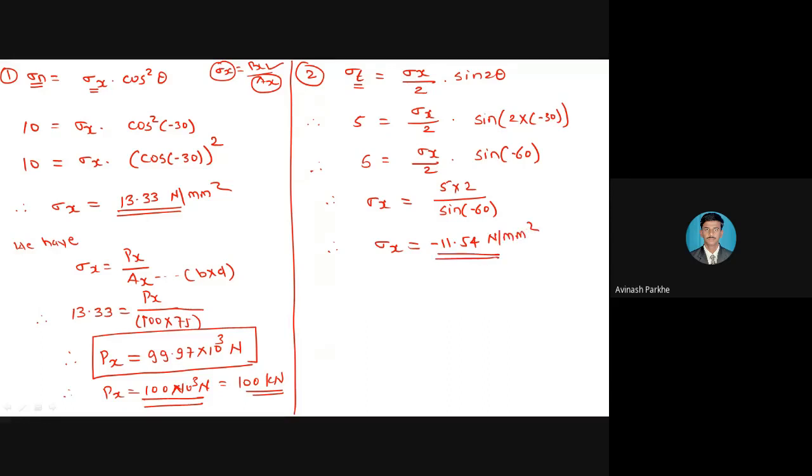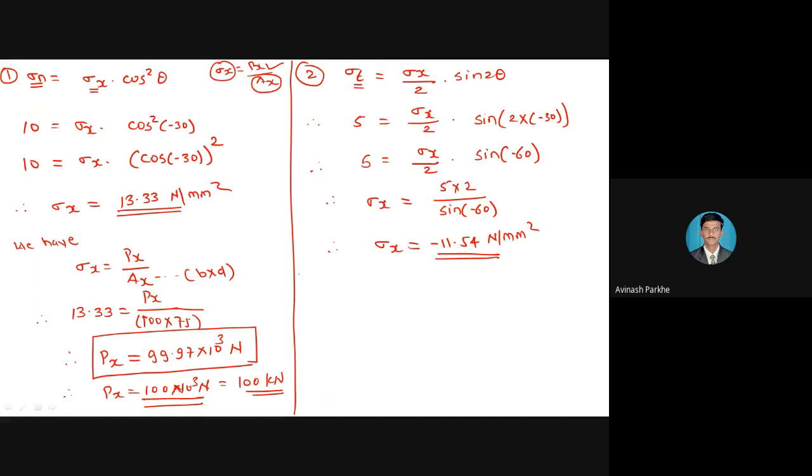Others, please check your answers. Minus 11.54 Newton per mm square. Yes, minus 11.54 Newton per mm square. Here you will get the answer negative. Why? Because the theta value, as per the sign conventions, we have taken negative. Therefore, you will get the answer sigma x in the negative form.